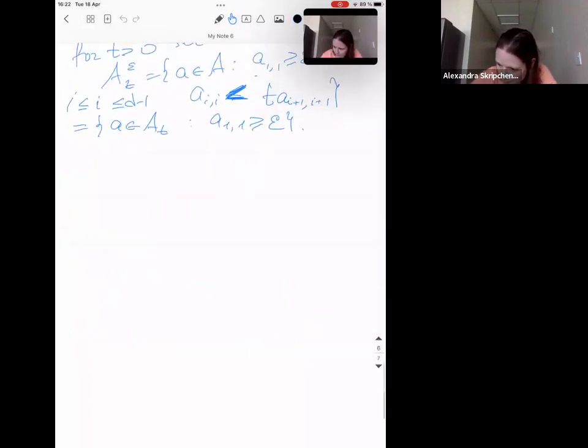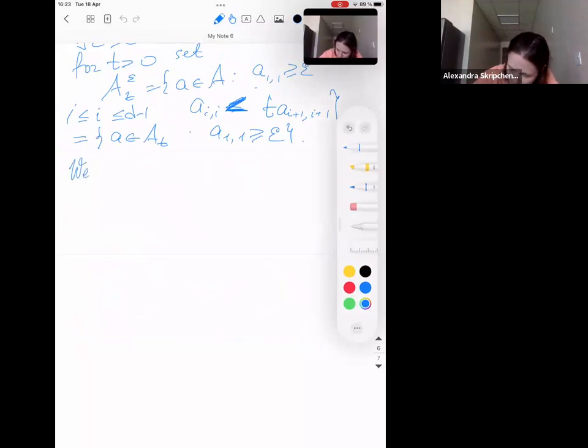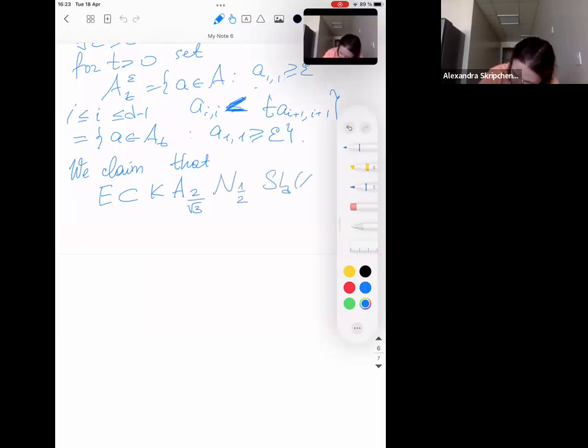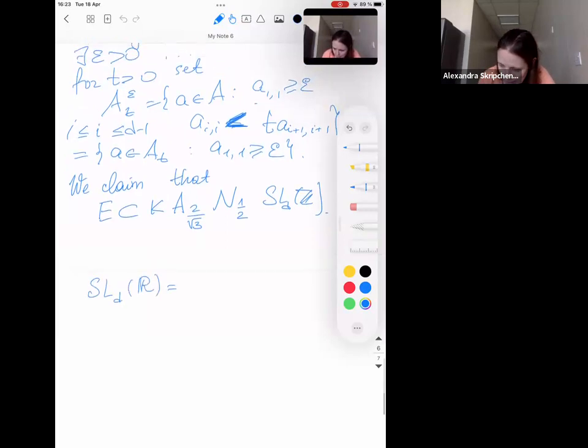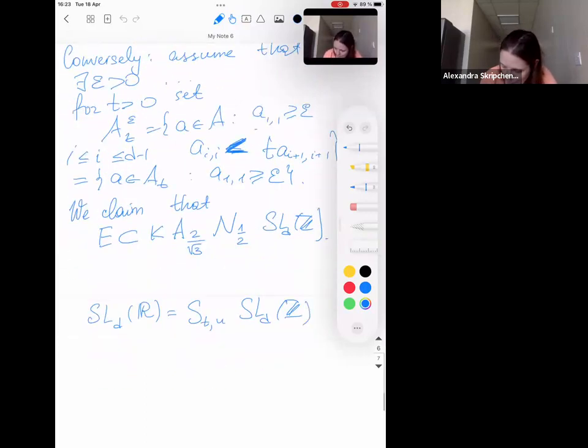So we claim that E can be incorporated outside of K, A with the chosen parameter 2 over square root of 3, and with the chosen parameter 1/2, SLDZ. So how to check it? You remember that SLDZ is a lattice in SLDR. So how did we prove it? We chose a smartly set STU such that we could generate it like that. It was a way how we proved that SLDZ is a lattice.